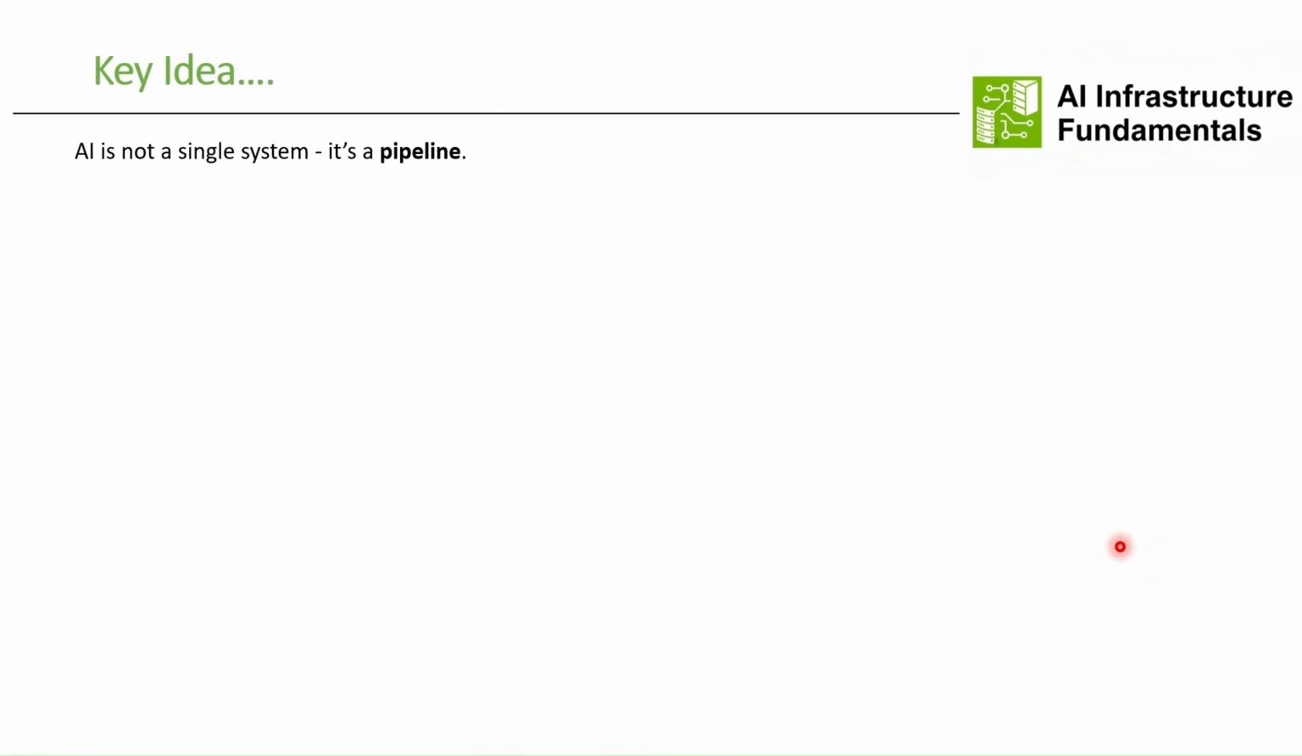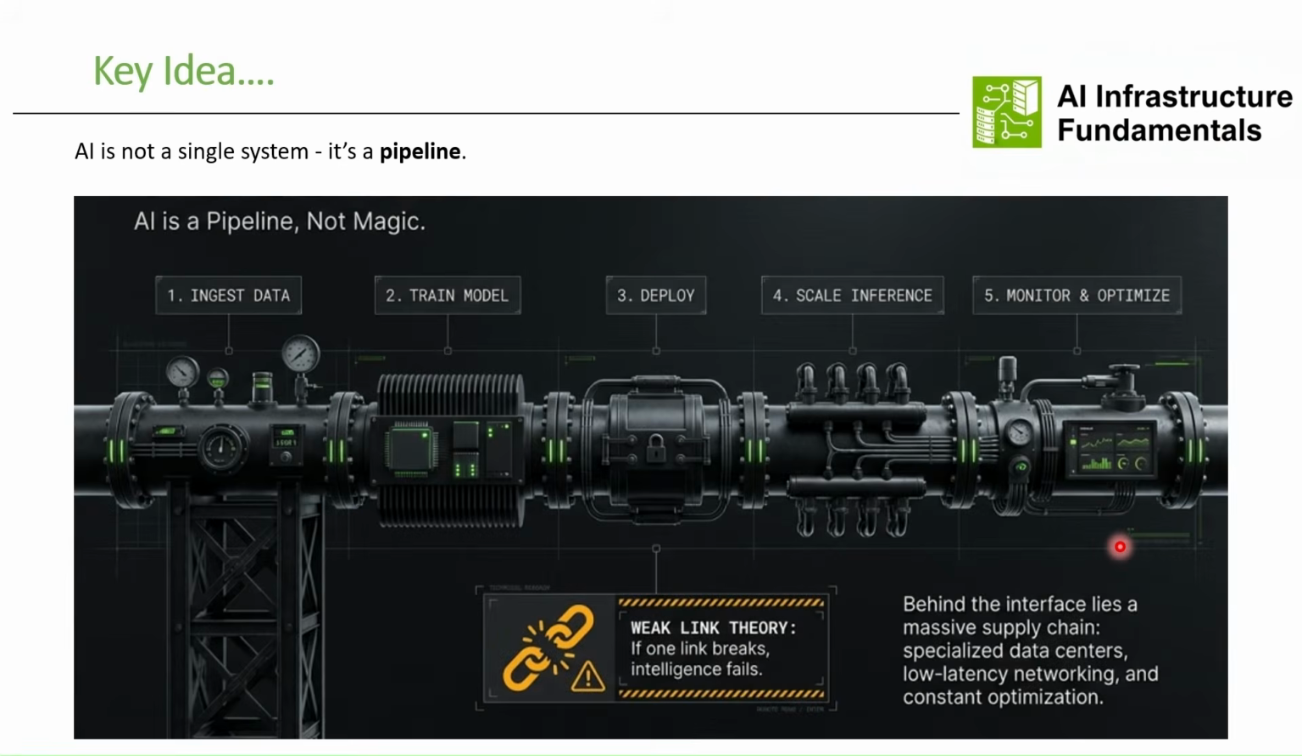Right. So the key idea is AI is not a single system; it's a pipeline. AI is a pipeline, not magic. So as I said, the first thing is you ingest data, and then you train the model, and you deploy the model, you scale and run inference, and monitor and optimize. So this is the entire pipeline using which the end-to-end AI system is established. So the weak link theory: if one link breaks, intelligence fails. All of these things are extremely important to run your AI workload. If one fails, the intelligence fails.